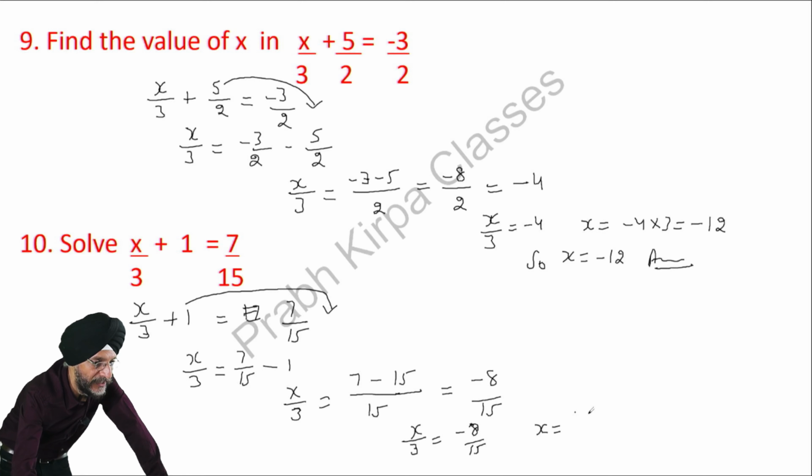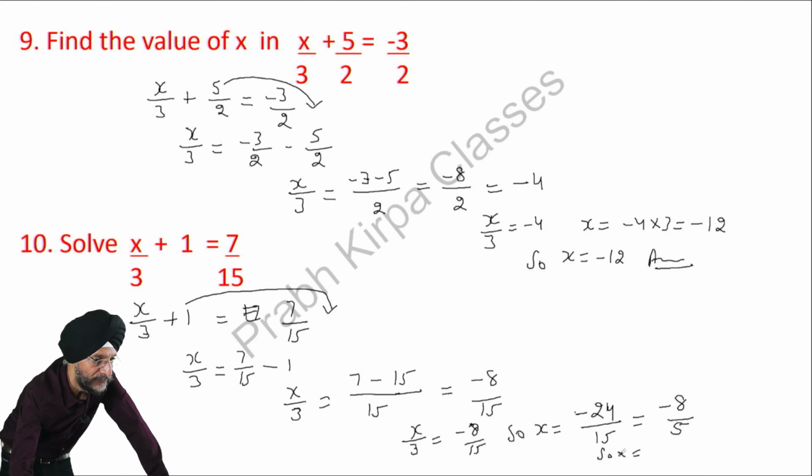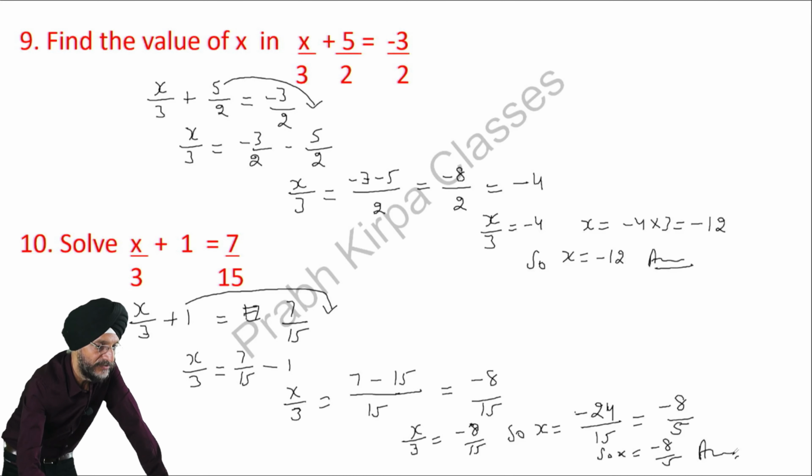3 into minus 8, it becomes minus 24 over 15. So we can also write it as, if we divide both the sides by 3, minus 8 over 5. So x is equal to minus 8 over 5. This is the answer before you.